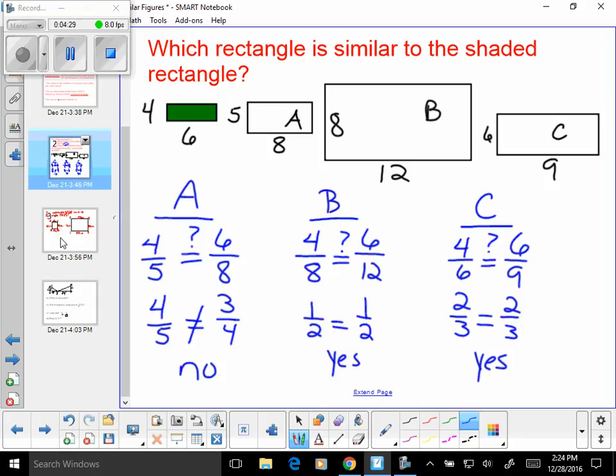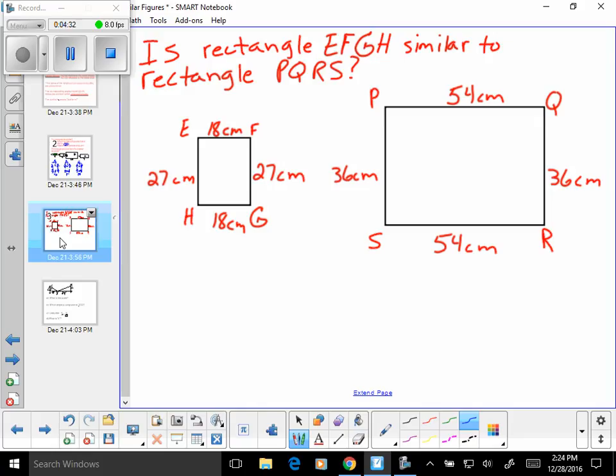In the second example, they're asking me if rectangle EFGH on the left is going to be similar to rectangle PQRS on the right. Now, first of all, these are both rectangles, so I know the angles are congruent because by definition a rectangle has 90-degree angles. The thing is, in rectangle EFGH, notice that the short side is horizontal, but in PQRS the short side is vertical.